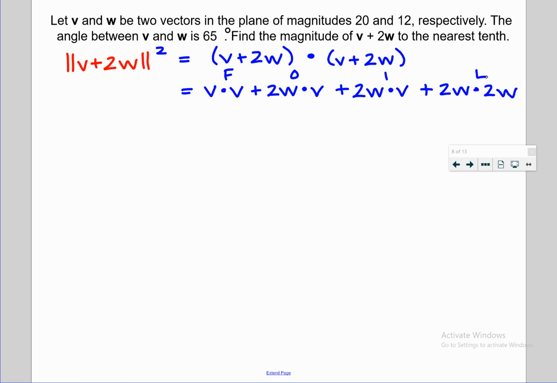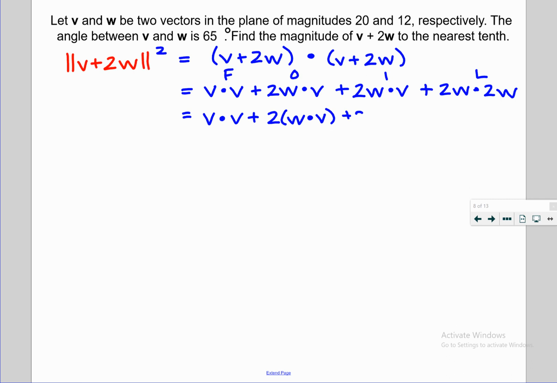Okay. Another one of those properties that I'm going to use is the one with the C. It says if I have a constant, which is 2 in all of these problems, I can put it anywhere I want. I'm going to move it to the front of each term just to separate it from the dot product. So it's going to be 2w dot v plus 2w dot v. And in the last one, if I move both 2's out front, it'll be 4w dot w.